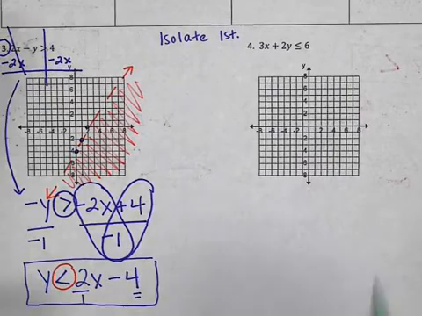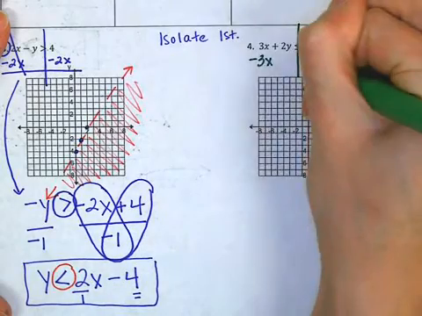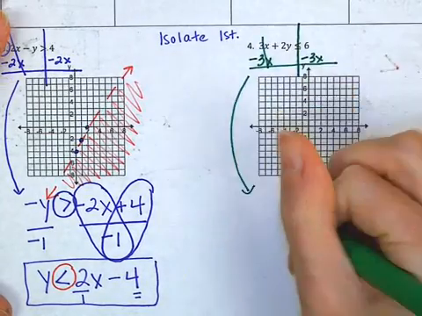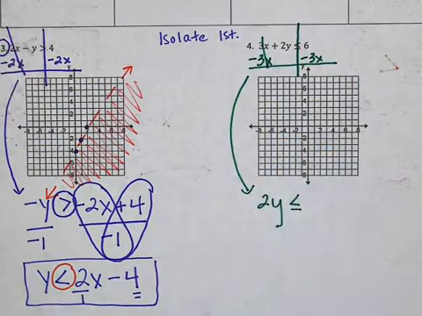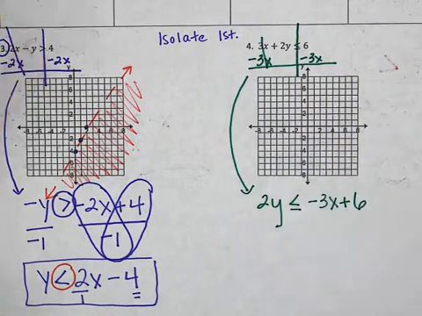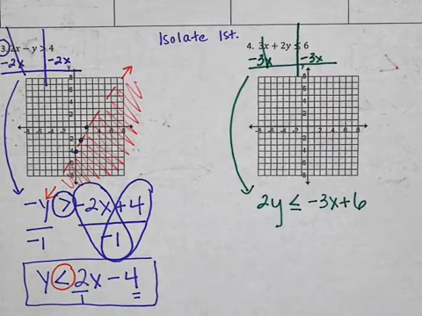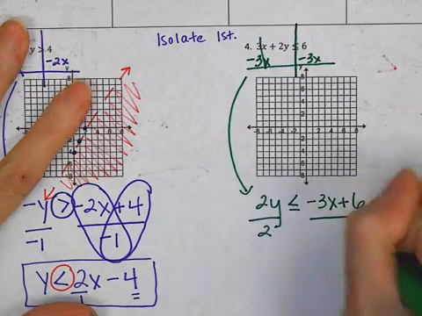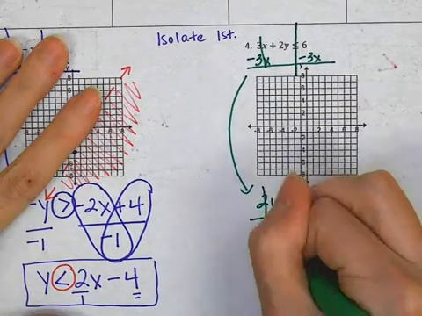So isolate first. So to isolate y, we need to subtract 3x from both sides. And again, I'm going to continue down here. We have 2y is less than or equal to. Again, I'm going to switch the order and call it negative 3x plus 6. You don't have to. I just think it's easier. And to get y alone, we're going to heart method, divide every piece by 2. And no symbol flipping here.